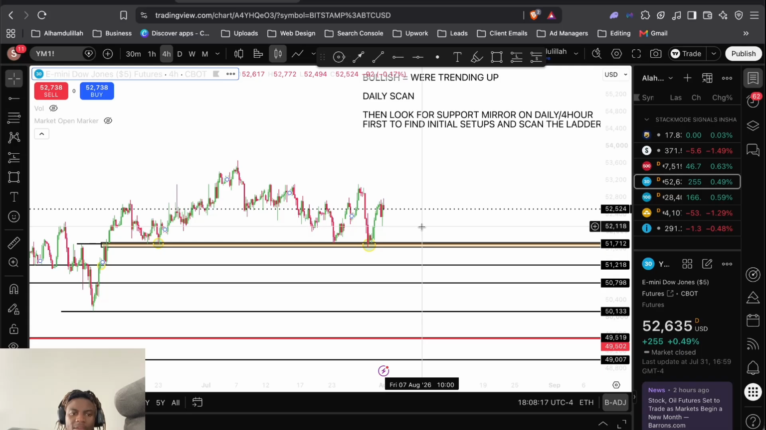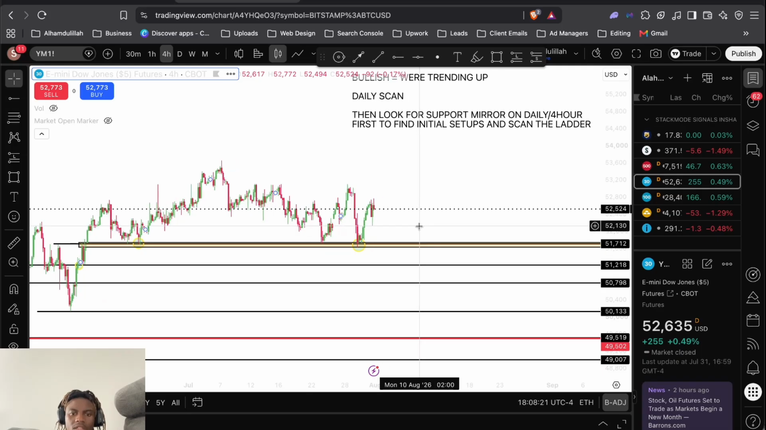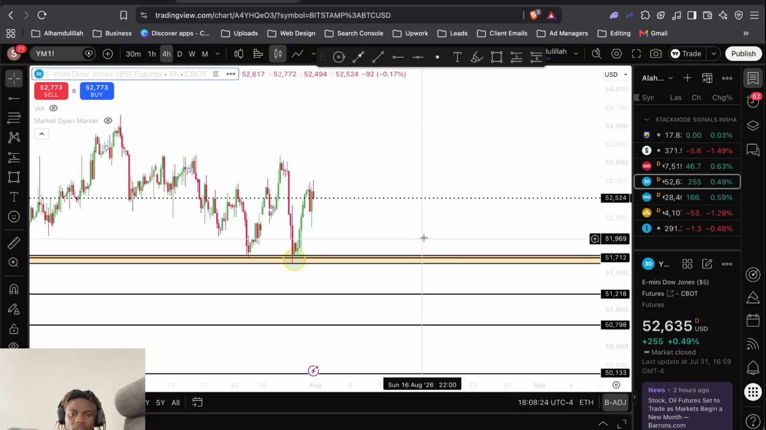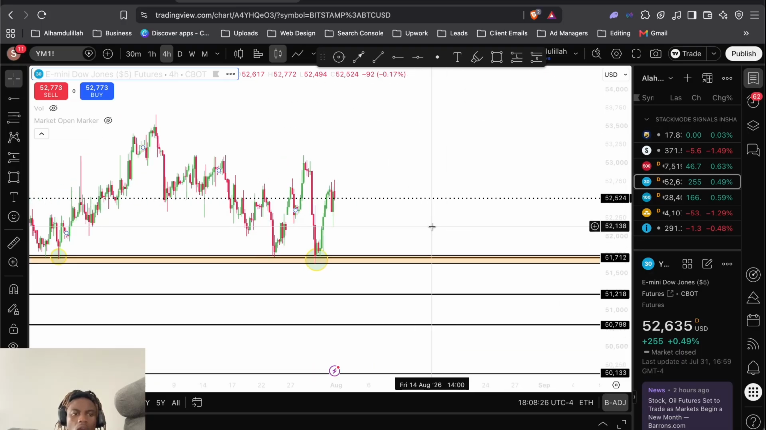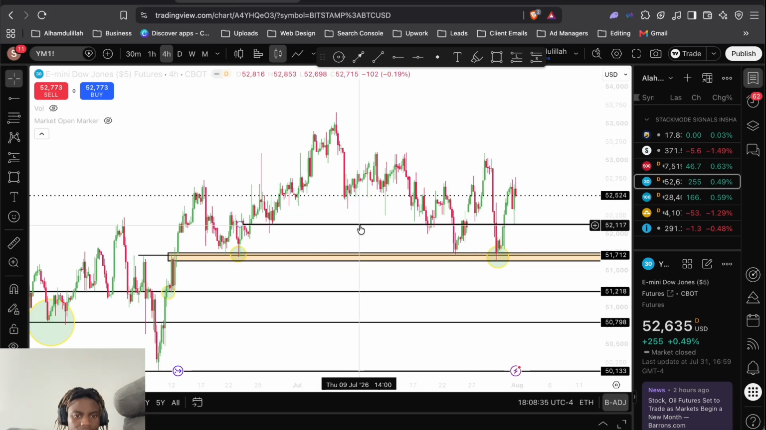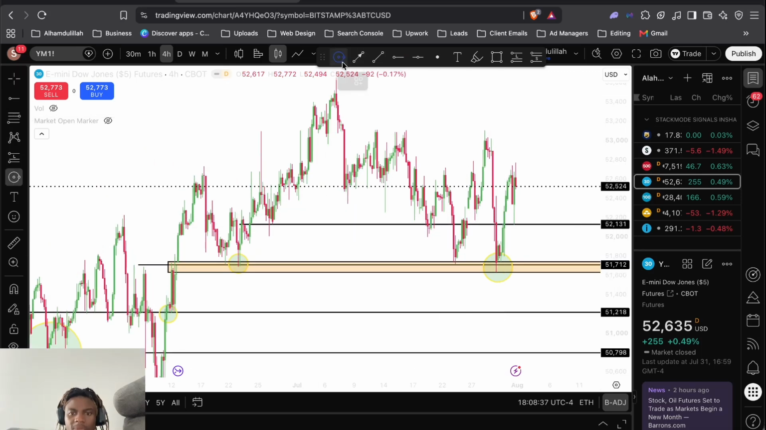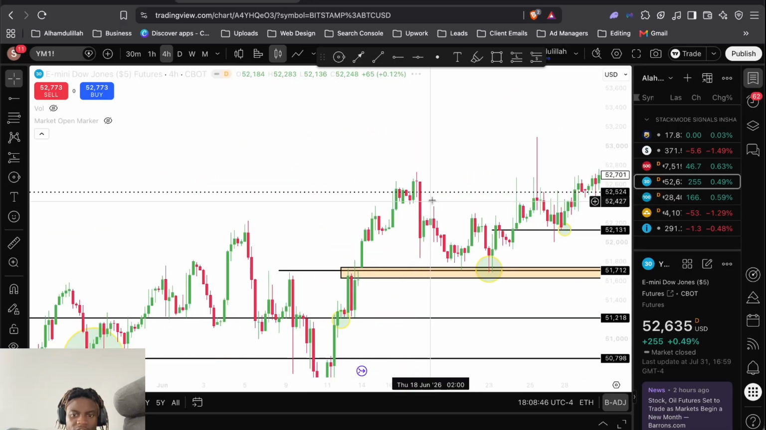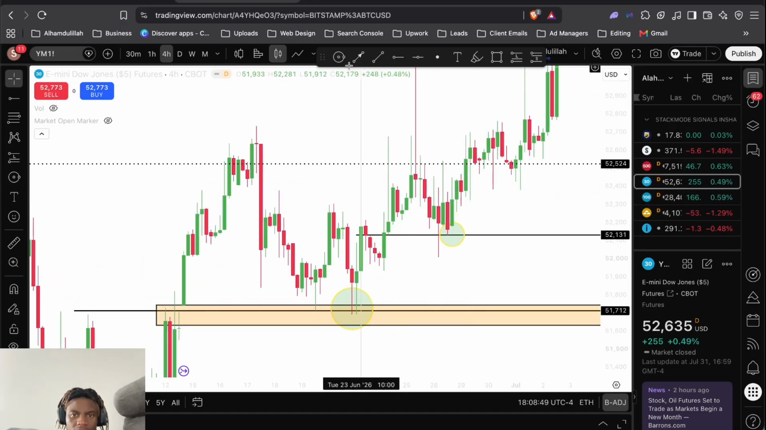Okay, and then we had price come down here. It gave us this wick. So I can see exactly where this wick came from too. So check out this wick. This wick came from over here. Okay. So this most recent wick, boom, gave us a support mirror off of this wick here. And then we also even have another wick here very, very closely, right here.